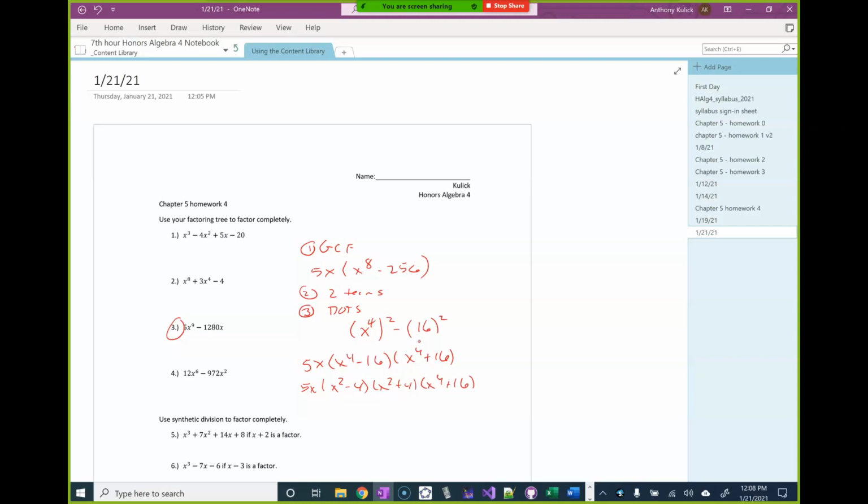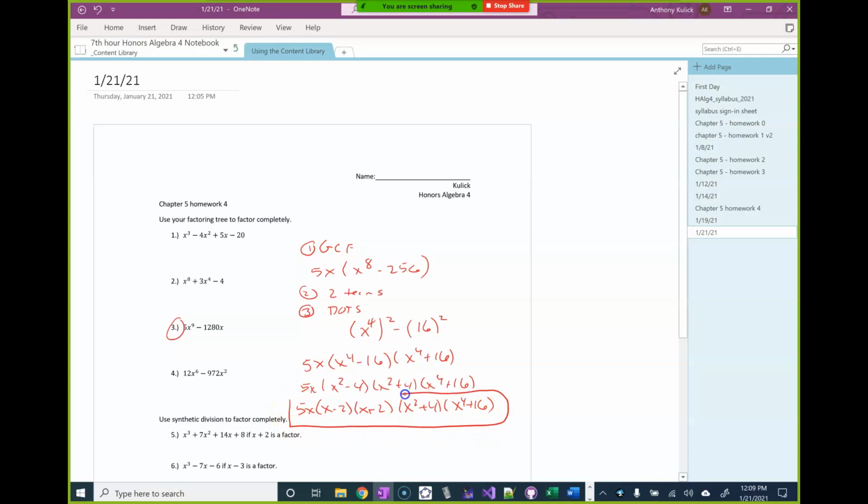But I do need to go back and check the x squared minus 4 and the x squared plus 4. x squared minus 4 is definitely a difference of 2 squares. x squared plus 4 is not, though, right? Because it's an addition problem. And it's not a sum or difference of 2 cubes because the exponent isn't divisible by 3. So this is as good as we can do.